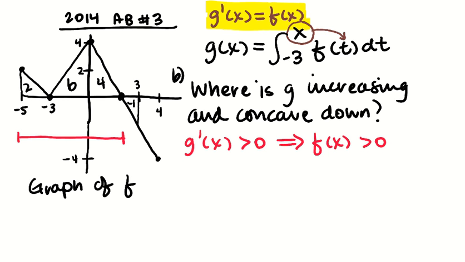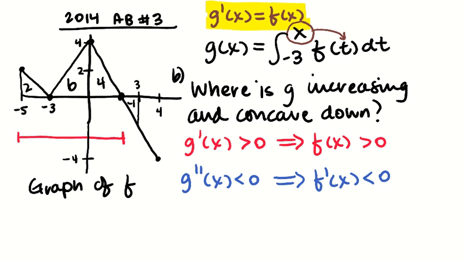And then if they asked for where g was concave down, we know that means that g double prime of x is negative, meaning that f prime of x is negative. Now we're looking for where f is decreasing. Well, I'm seeing f is decreasing from -5 to -3, and from 0 up to 4. I think this problem came with some sort of disclaimer that the domain of f was -5 to +4, or something like that. We don't really need to worry about that.